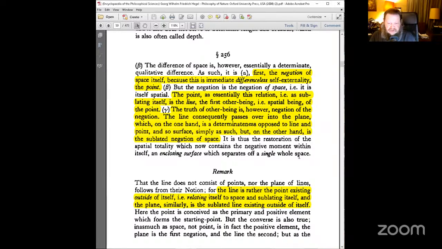The line consequently passes over into the plane, which on the one hand is a determinateness opposed to line and point, and so surface simply as such, but on the other is the sublated negation of space. It is thus the restoration of the spatial totality, which now contains the negative moment within itself, an enclosing surface which separates off a single whole space. So he's defining what space is externally.